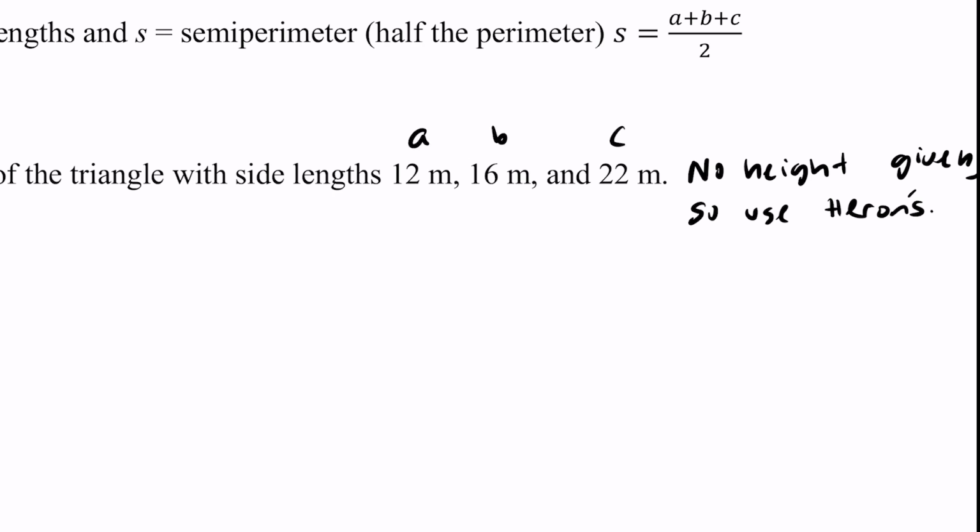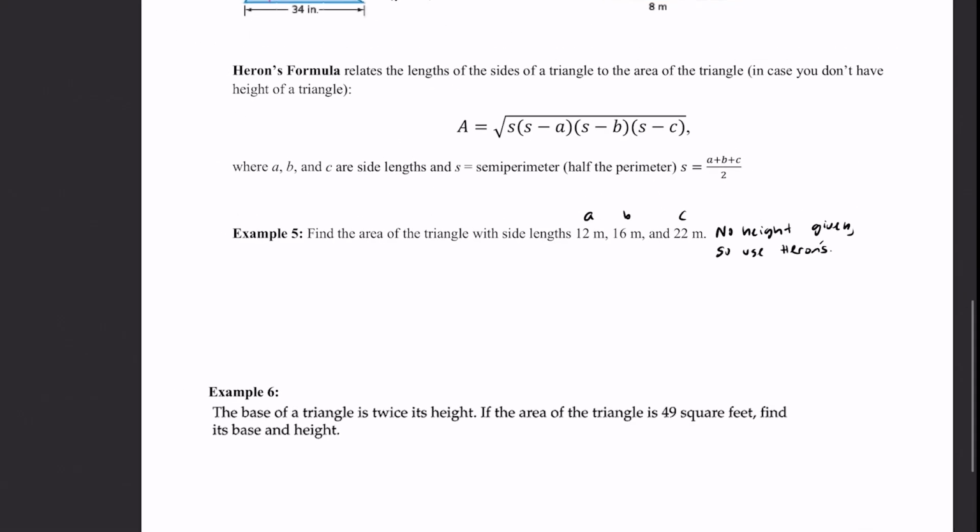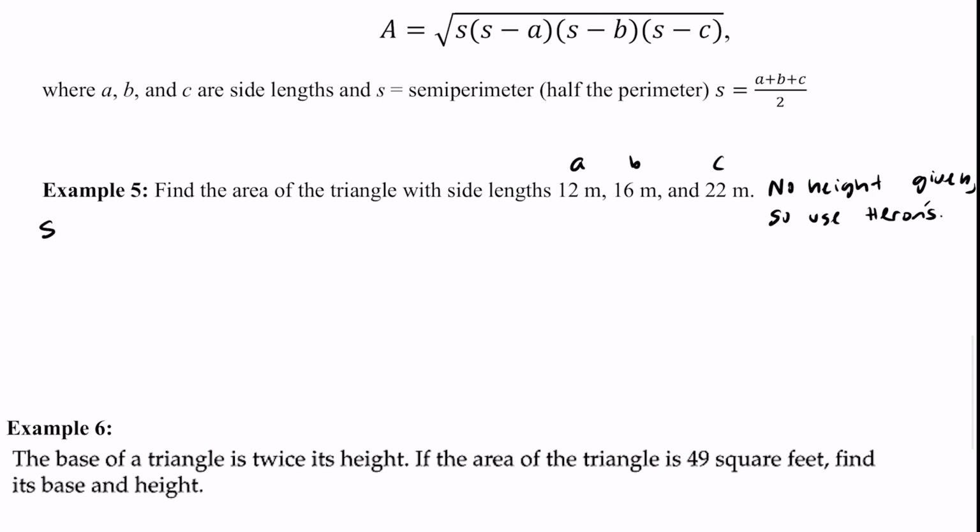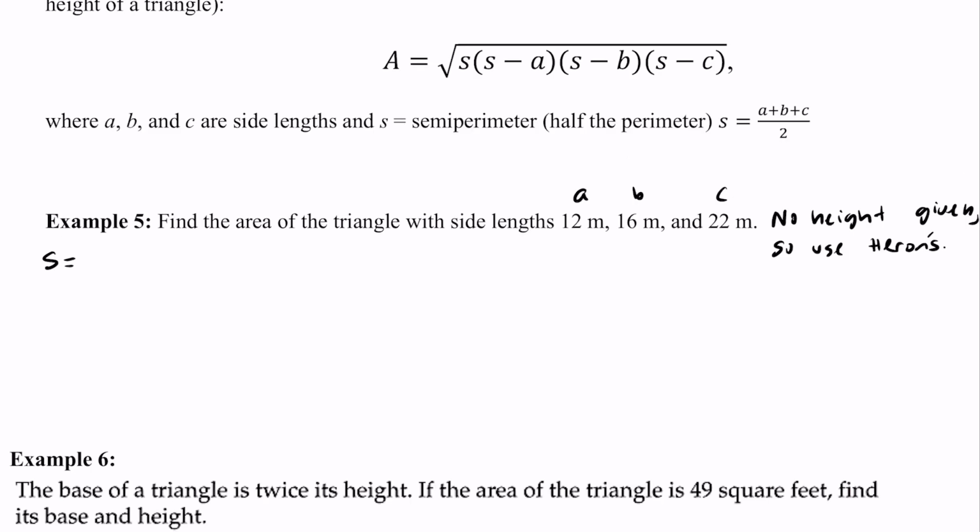The first thing that you have to do when you do Heron's is you need to find the semi-perimeter. So it's S equals the A plus B and the C together. So it's 12 plus 16 plus 22, and then you're going to divide all of that by 2. So 12 plus 16 plus 22, that's 50. Divide by 2, that's 25. Okay? So when you put 12, 16, and 22, make sure that you put parentheses around those numbers, and then divide by 2 because of order of operations.